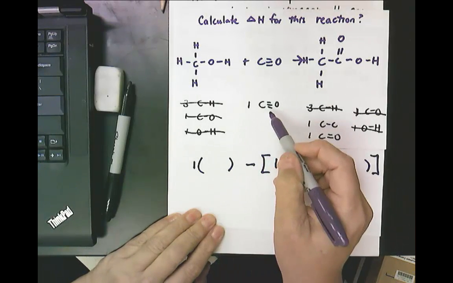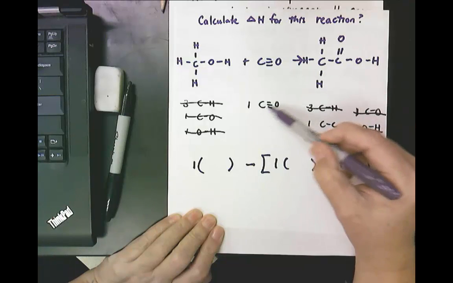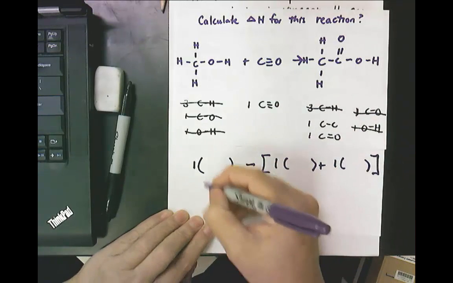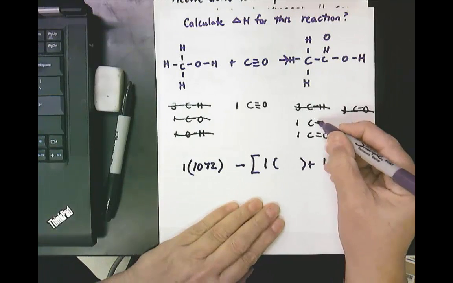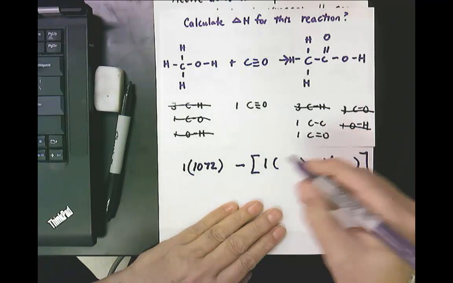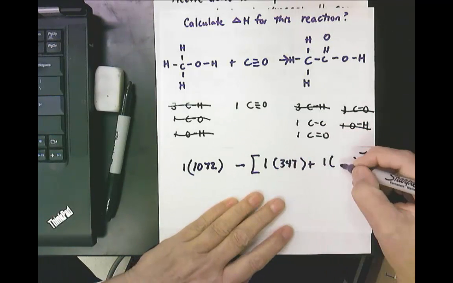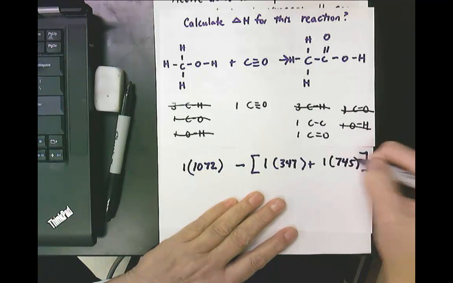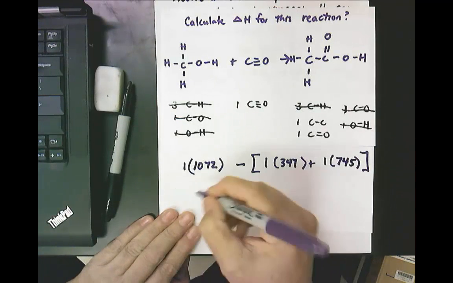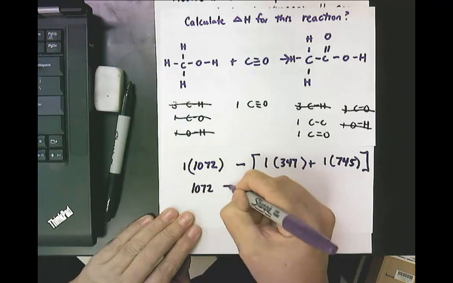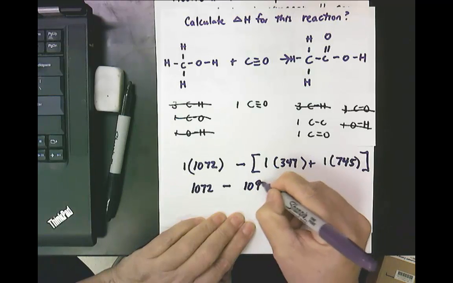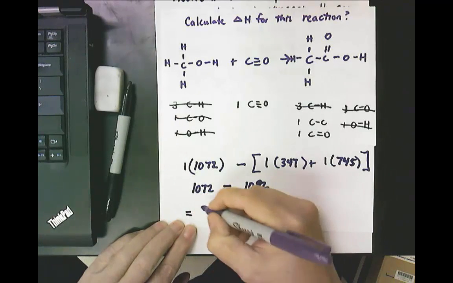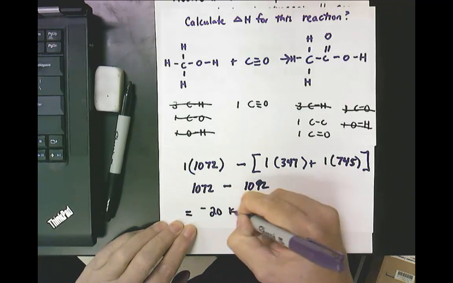So I need to go to my table on page 374 and look up the bond energy for this, get that value for this bond. It looks like it's 1,072 kilojoules per mole. Then I need to go and look up the bonds for this one and this one. Looks like it's 347 and 745. Now I simply multiply those out and add them together. And so my final answer, negative 20 kilojoules per mole.